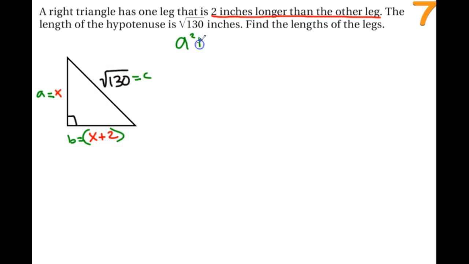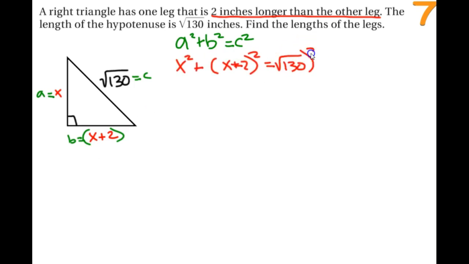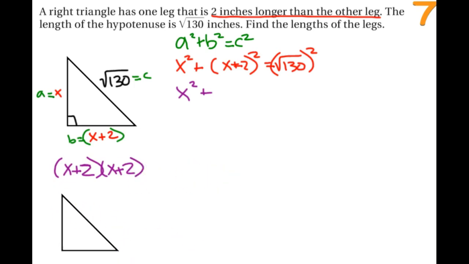So we have A squared plus B squared equals C squared. A is just x, so x squared. B is x plus 2 squared. And C is the square root of 130 squared. Don't forget the squares. So x squared is just x squared. X plus 2 squared is really x plus 2 times x plus 2. This one we do need a box to multiply, but that's not a box. Only part we need to multiply there.